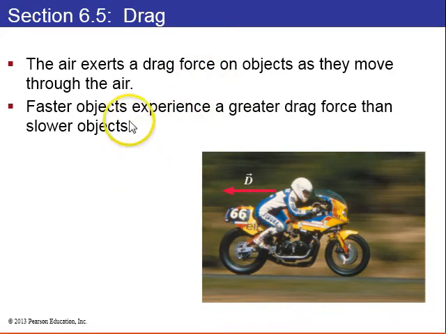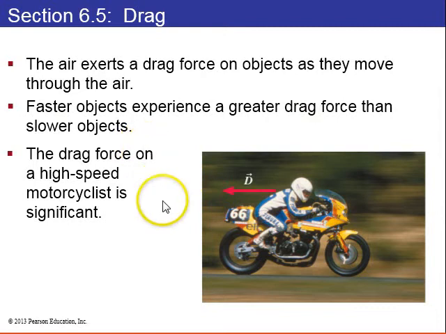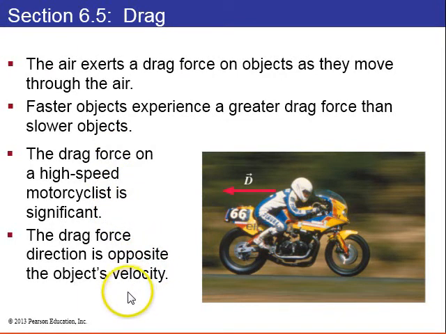And it turns out that due to this fluid mechanics, faster objects experience a greater drag force than slower objects. So if a motorcycle is moving very slow, there's a very small drag force on it, but as it gets faster and faster, this drag force is significant. Drag is always opposite to the object's velocity through the fluid.